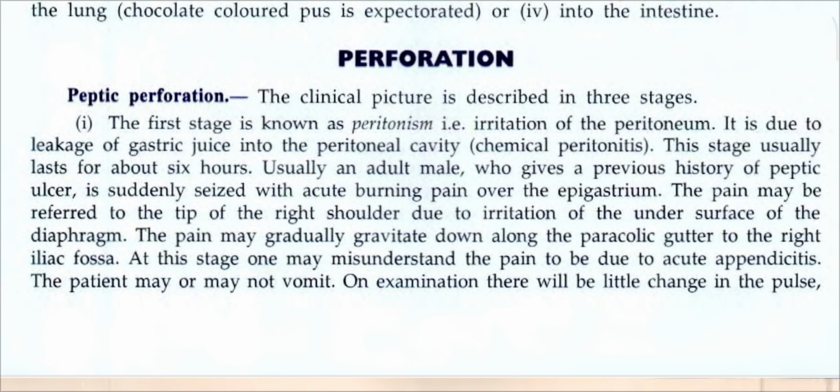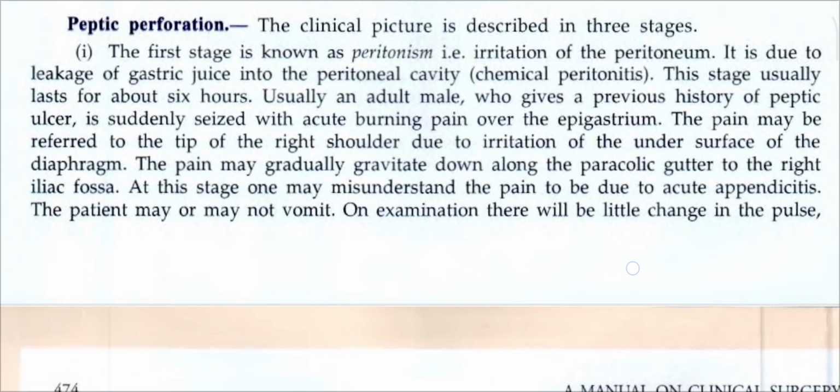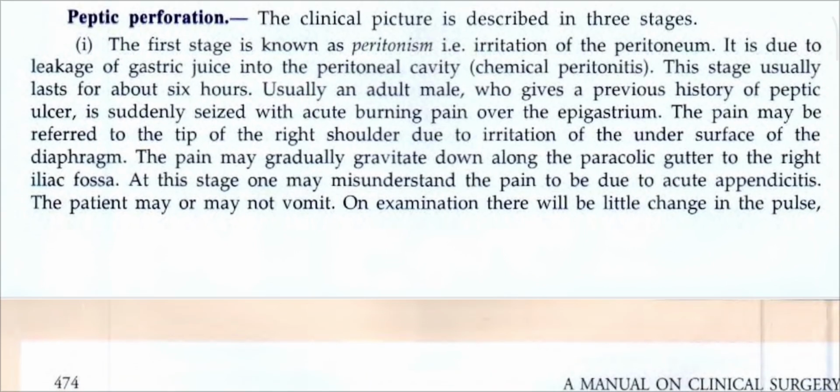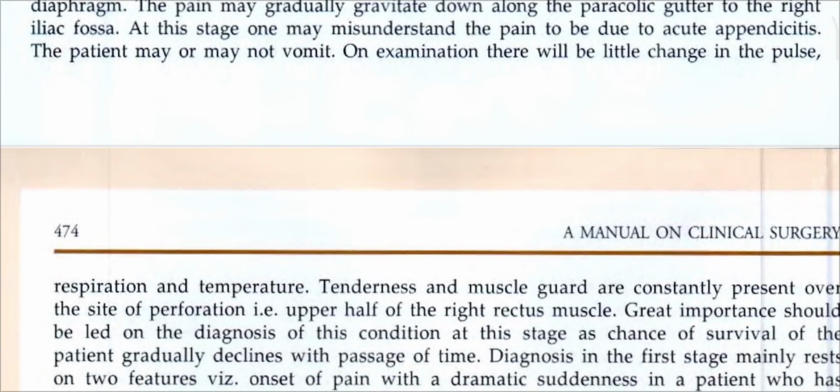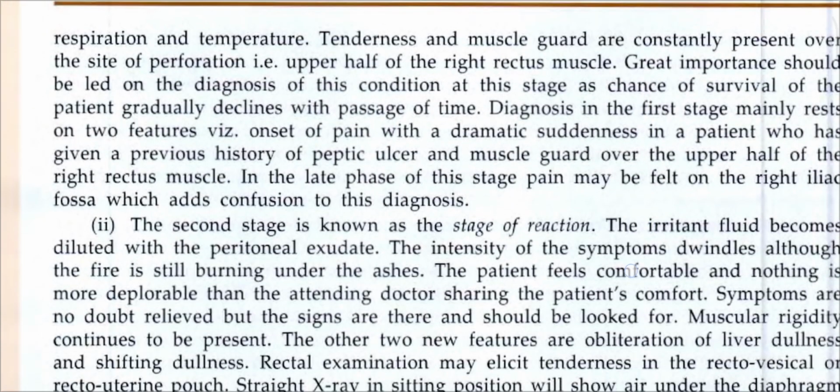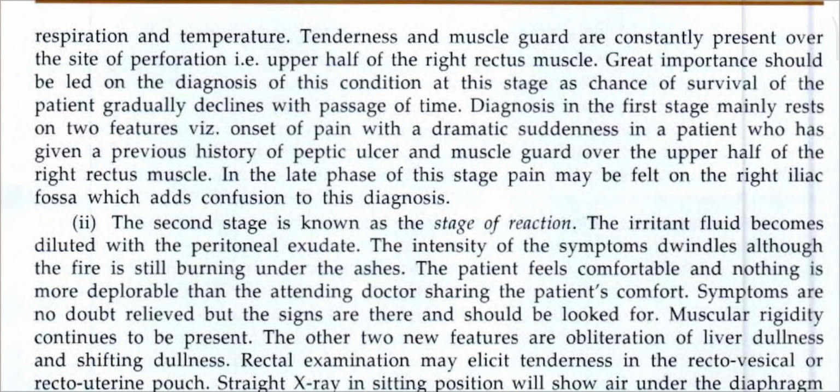The pain may gradually gravitate down along the paracolic gutter to the right iliac fossa. At this stage, one may misunderstand the pain to be due to acute appendicitis. The patient may or may not vomit. On examination, there will be little change in the pulse, respiration, and temperature. Tenderness and muscle guarding are constantly present over the site of perforation, that is, the upper half of the right rectus muscle.